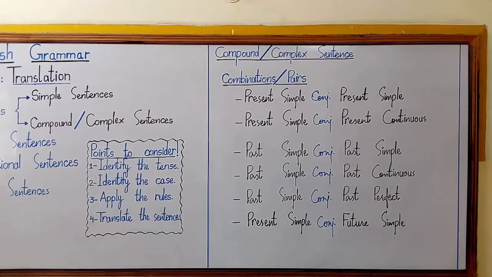Another example. I will trust you as long as you tell truth. I will trust you, future simple, मैं तुम पर भरोसा करूंगा. As long as, conjunction, you tell the truth, तुम सच बोलोगे. जब तक तुम सच बोलोगे मैं तुम पर भरोसा करूंगा. There are multiple examples of present simple and future simple as combination of pair in compound or complex sentence.